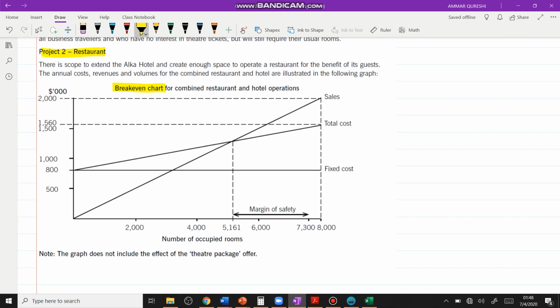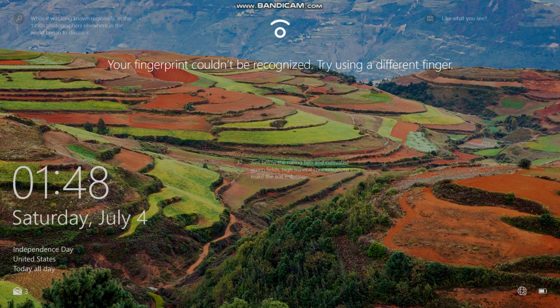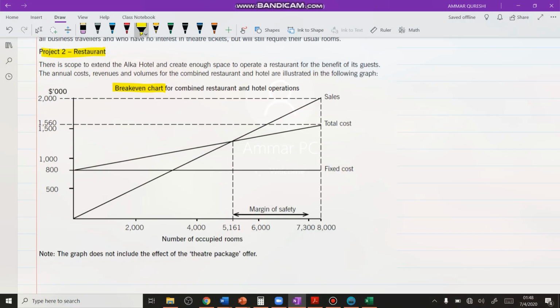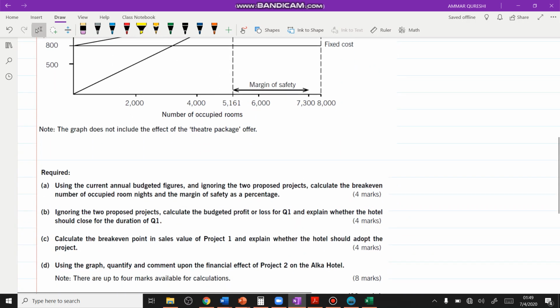Now for this, you must recall what a break-even chart is, because if you cannot recall what a break-even chart is, then it will be really very difficult for you to understand this graph. So we will discuss this graph later when it's required in the question.